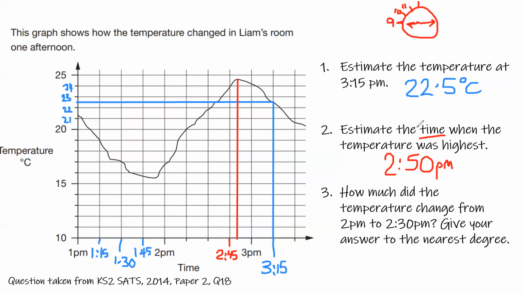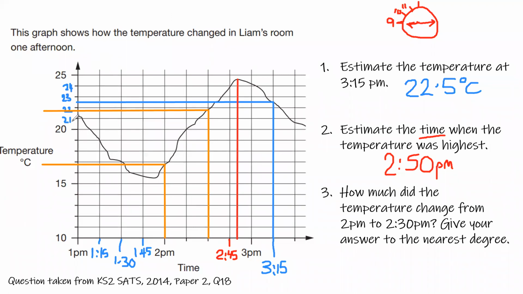Okay, so the last part of this question is asking us how much did the temperature change from 2 p.m. to 2:30 p.m. So we need to have a look again. We can draw up on this graph and say, okay, what was the temperature at 2 o'clock, and what was the temperature at 2:30? So let's draw a line across here, and we'll draw a line across here as well. And we'll try and work out what the temperatures are at each of these.